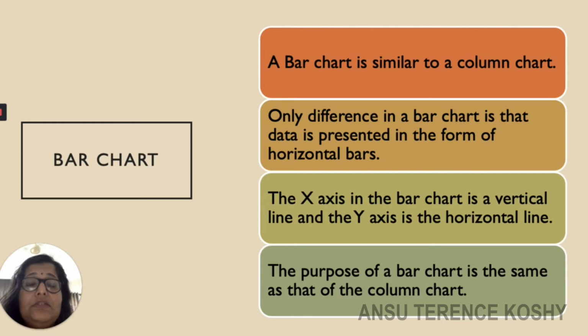The x-axis of the bar chart is the vertical axis or the vertical line, and the y-axis is the horizontal line. The purpose of a bar chart is the same as that of the column chart. Whatever things that you can do with a column chart can be done in the bar chart too.